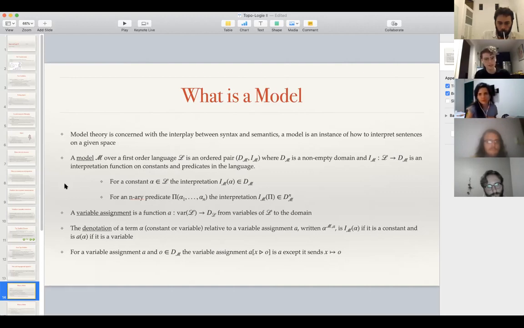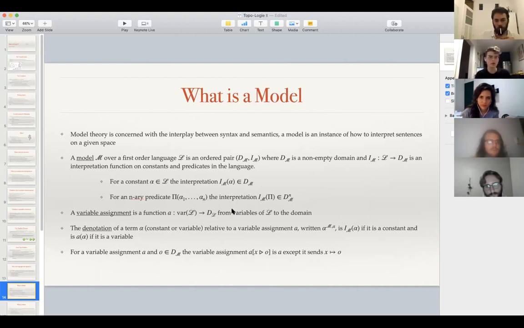For a constant, the interpretation is just going to be some element in the set. So if I have some constant, for example the empty set, the interpretation of the empty set in ZFC is literally going to be the empty set in ZFC. That's kind of simple. If we have a predicate, it's going to be pi taking n arguments, so pi from alpha 1 to alpha n.